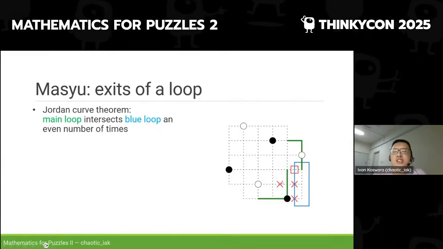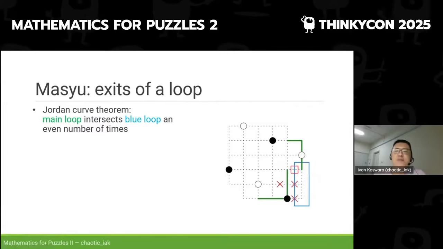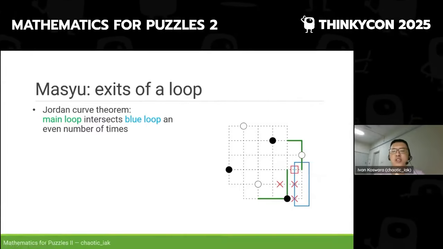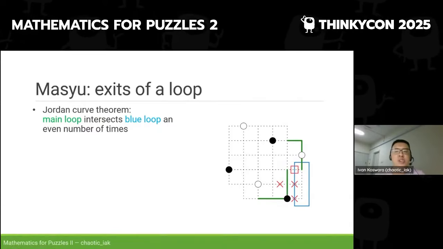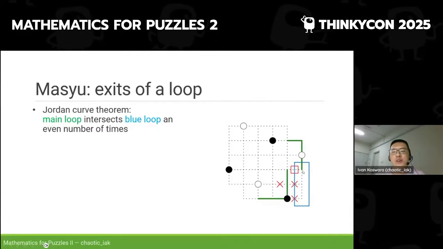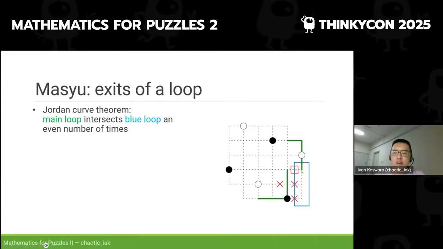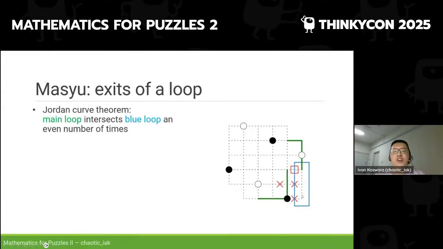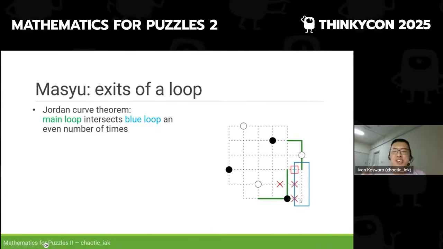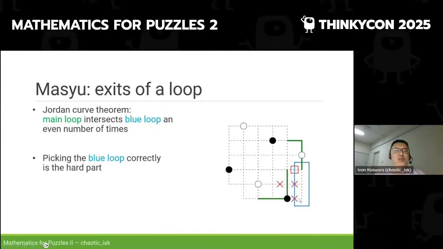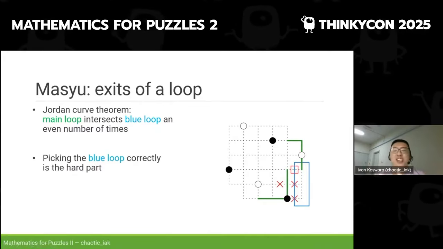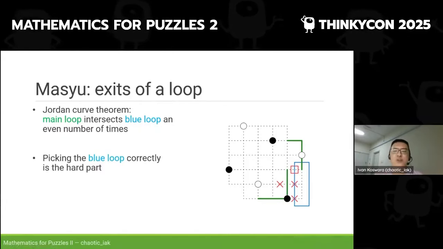Now, if you look at this, it might look like a very simple deduction. You might not even think about the Jordan curve. You might think about just doing cases here. If you go down here, you go to the corner and then get stuck. Okay, sure, but you can apply this in more complicated situations, and often picking the blue loop correctly is the hard part when you have a very complicated puzzle.